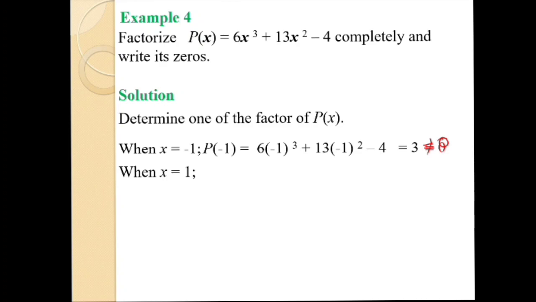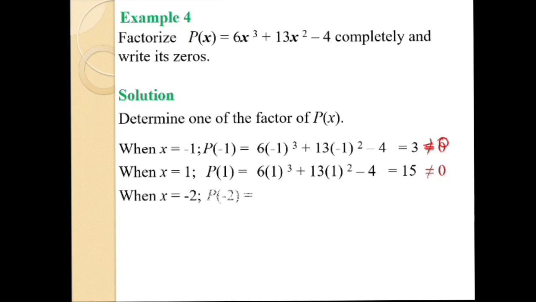You can try any numbers, but try the simpler numbers first: negative 1, 1, 2, or 0. Just write it out. That's why we call this method trial and error. And then substitute 1 inside and evaluate it. But since the value is not equal to 0, it's also not one of the factors of p(x). Try again until you find the answer is equal to 0. For example, when you substitute negative 2, you find that the answer is equal to 0.